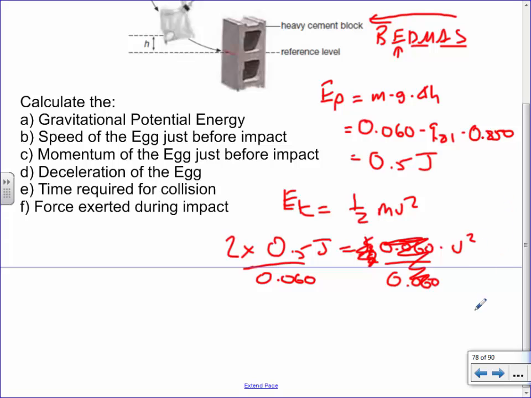Anyways, take the 3.5 we just calculated, times it by 2, divide by 0.060, and square root. I got 4.08 in here. 4.1. Whatever you round to, I don't really care. So velocity is like 4.08824.